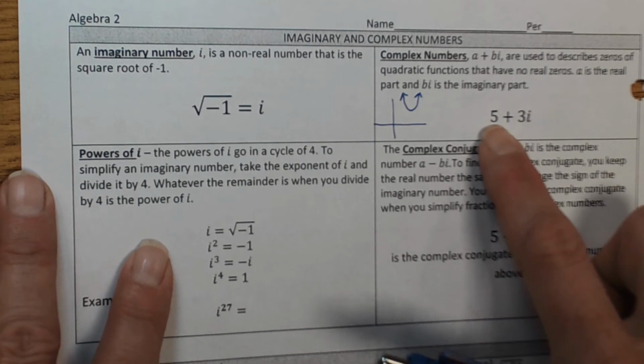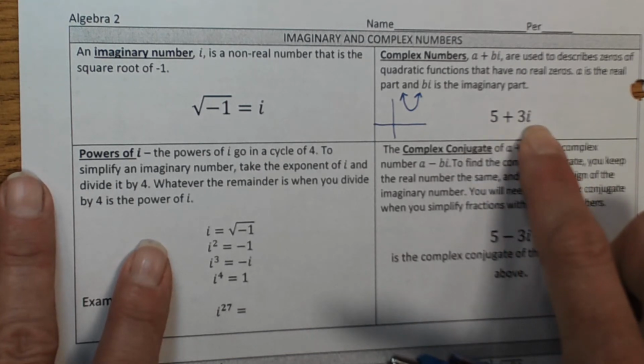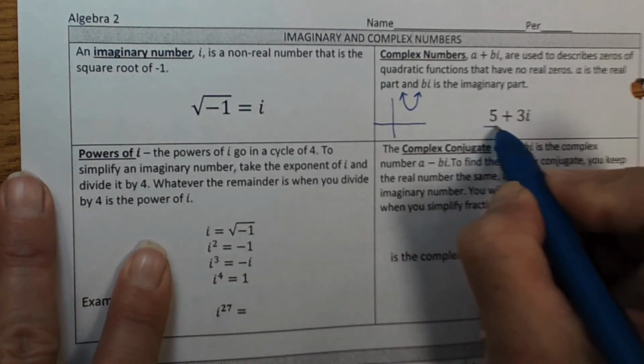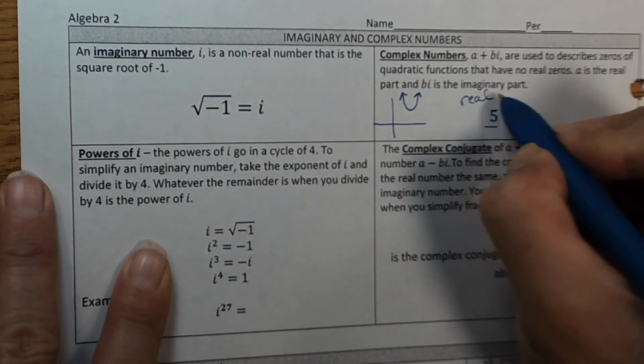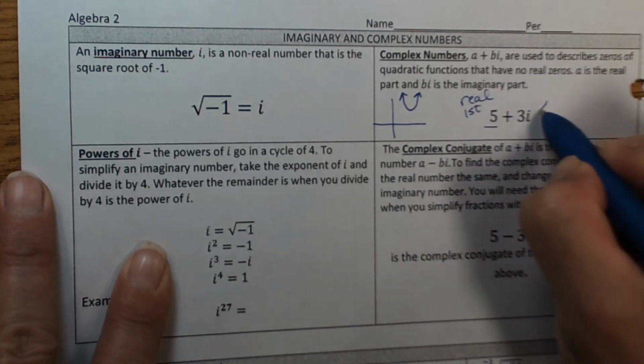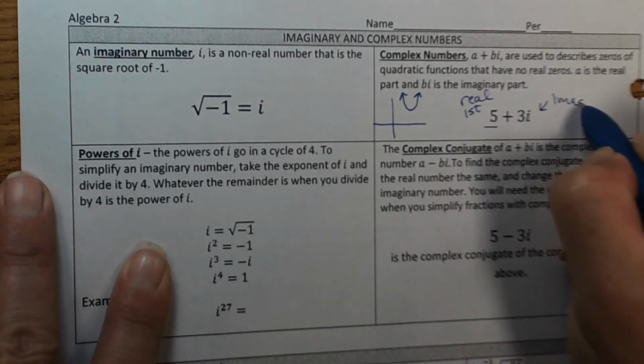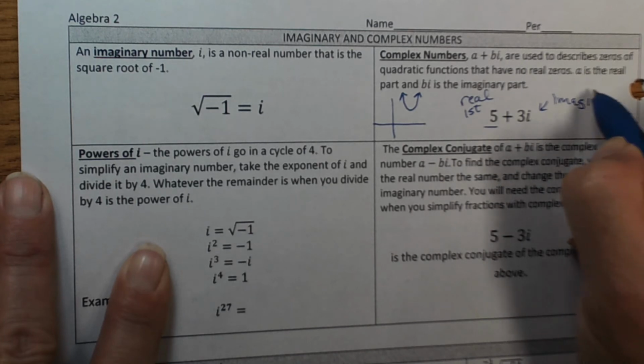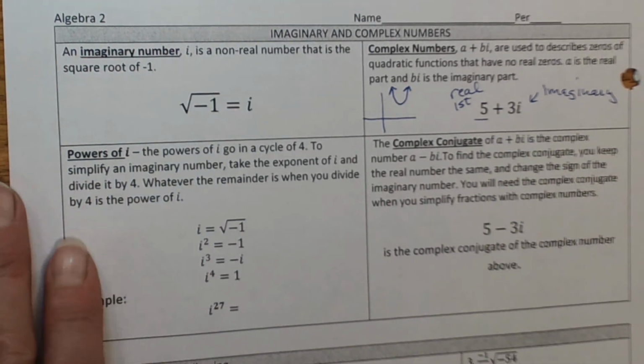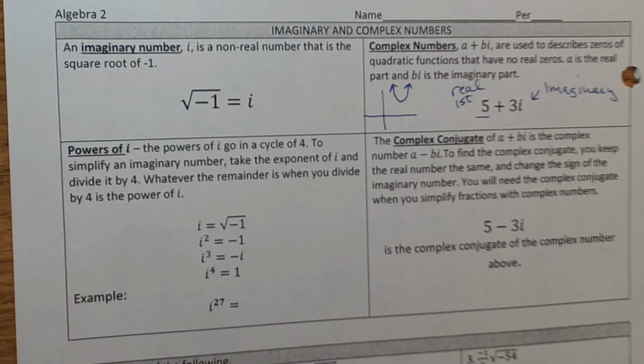Okay, so here we have the real part is 5, and then the imaginary part is 3i. You always put the real part first. Okay, so it's always real first, and then the imaginary part. That is just the format that we put complex numbers in.